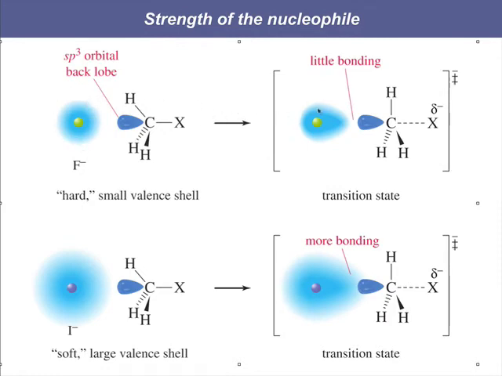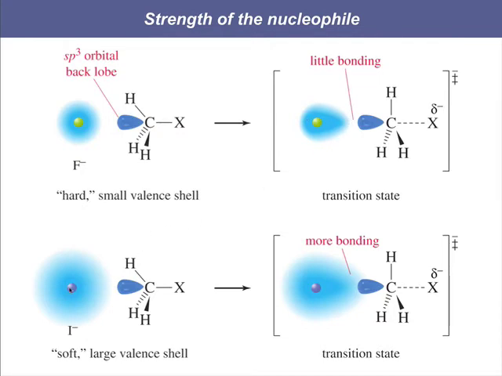There's going to be very little ability for that orbital to smear out and kind of reach into that antibonding orbital. The book refers to it as a back lobe. I'm calling it an antibonding orbital because that's what it is. But if the job of the nucleophile is to reach that antibonding orbital, which may or may not be blocked by these groups, a hard, small valence shell is not going to be very good at that. Fluoride is not going to be very willing to let those electrons smear out. They're being held very tightly.